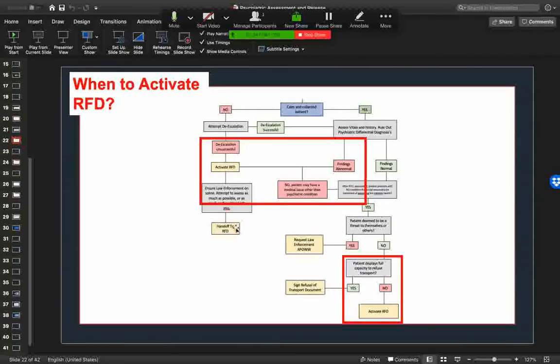Okay, so again, I'm repeating this a lot because it's super important. When are we going to activate RFD on a psychiatric patient? Well, if the de-escalation is unsuccessful, that's one. The second thing, if our findings for our history and diagnoses are abnormal, we activate Richardson. Or if we cannot articulate that the patient's condition is not just due to a psychiatric condition. If there's something else that you suspect may be causing this, we're going to activate Richardson. And then the last one is if they are not displaying full capacity, so if they don't have the capacity to refuse transport.